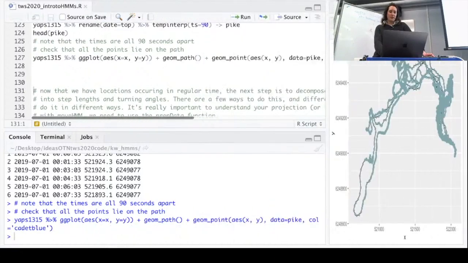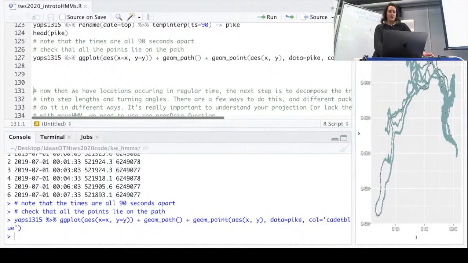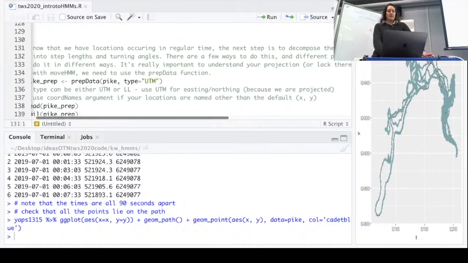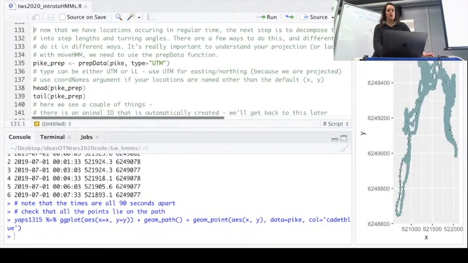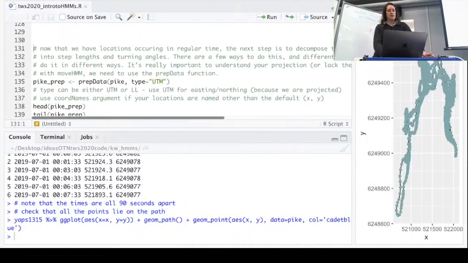So now that we have locations occurring in regular time, the next step is to decompose the track into our step lengths and our turning angles. There are a few ways to do this, and different packages do it in different ways. But basically, the way you do it depends on what kind of coordinate system you're in. So if you are unprojected, if you're in lat-lons, then it's better to use spherical geometry. And if you are in UTM, then you want to use Euclidean.